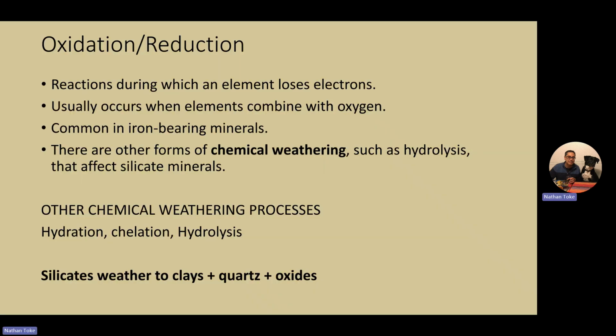Oxidation and reduction reactions occur on the surface of minerals as well. This is simply where elements lose and gain electrons across that surface and combine with oxygen. So this is common in iron-bearing minerals and forming oxide minerals. Basically, you're taking silicate minerals and forming oxides and clays and things. This occurs along with some other chemical processes such as hydrolysis. And basically, this set of processes is super important to take our rock forming minerals, the silicates, and weather them down to what we find sitting in soils, which are clays, quartz, and oxides.